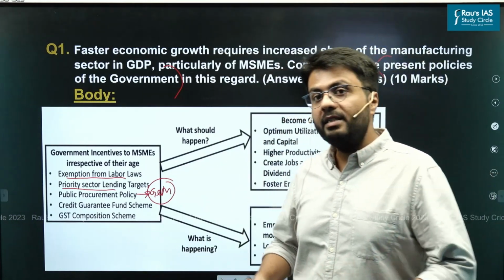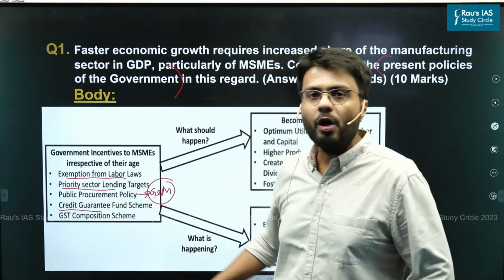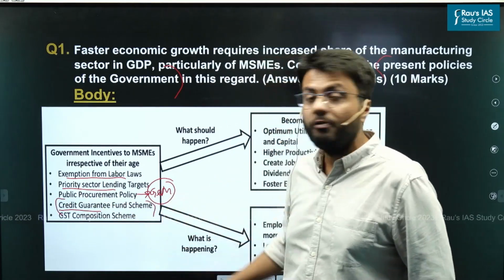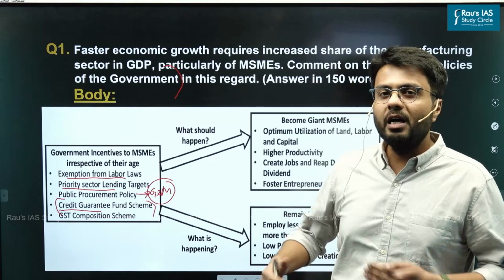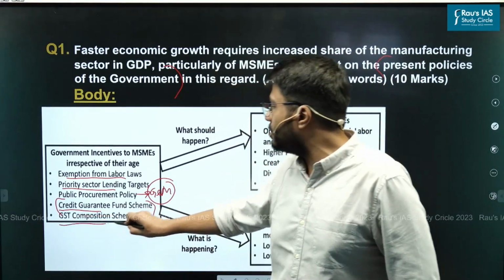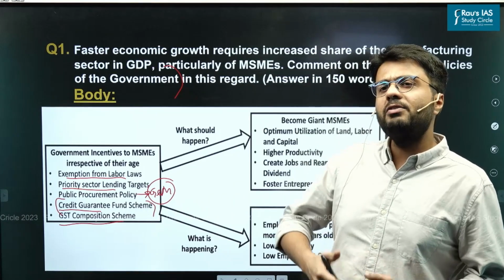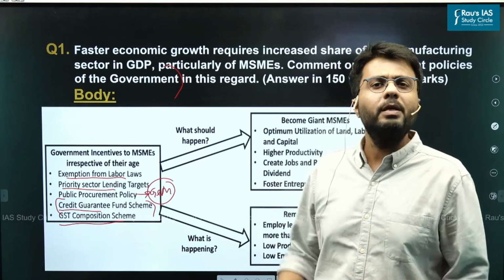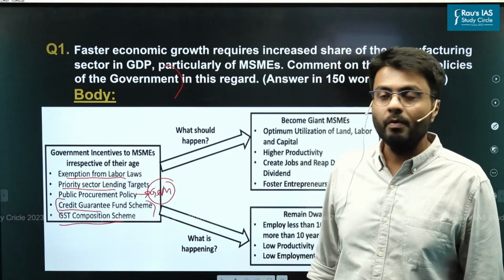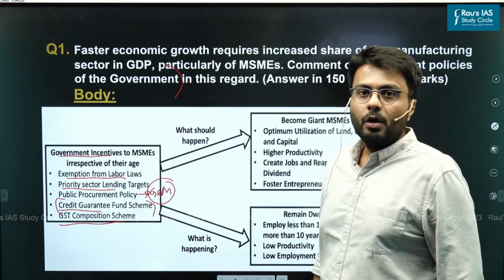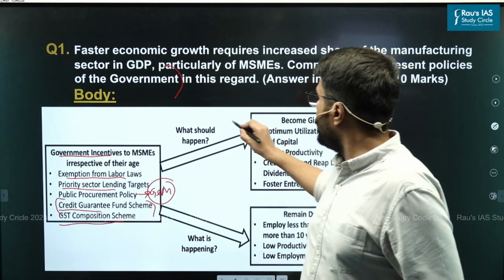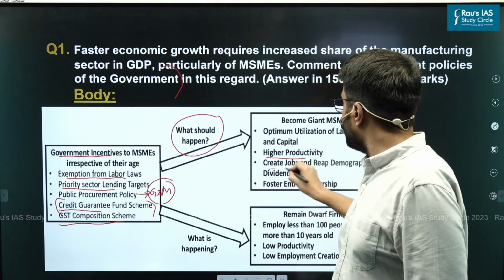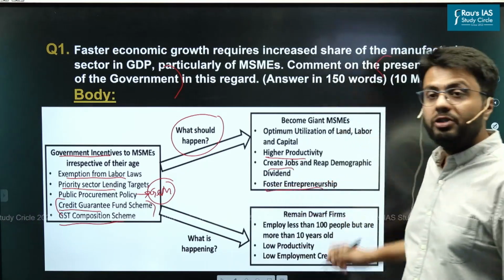Also, the government provides lenders with a credit guarantee for lending to MSMEs. And this is done through the Credit Guarantee Fund scheme of the government. Also, the government has brought forward the GST composition scheme, which provides for relaxed regulatory filings by MSMEs, and aims to enhance the ease of doing business for these MSMEs in particular. Now, through these incentives, what the government wants to achieve is to increase the share of MSMEs by making them more productive, create additional jobs, and foster entrepreneurship in general.